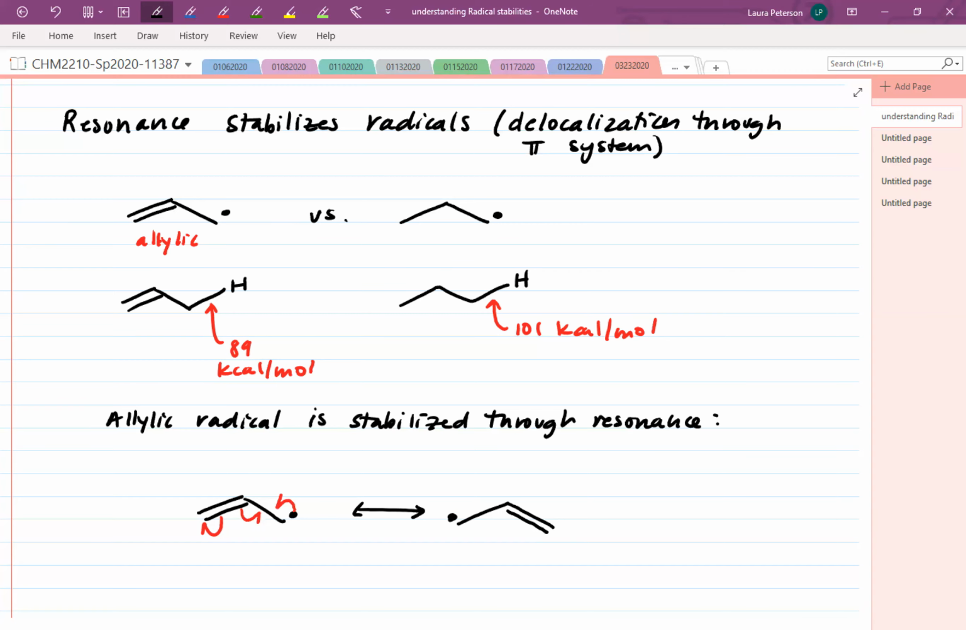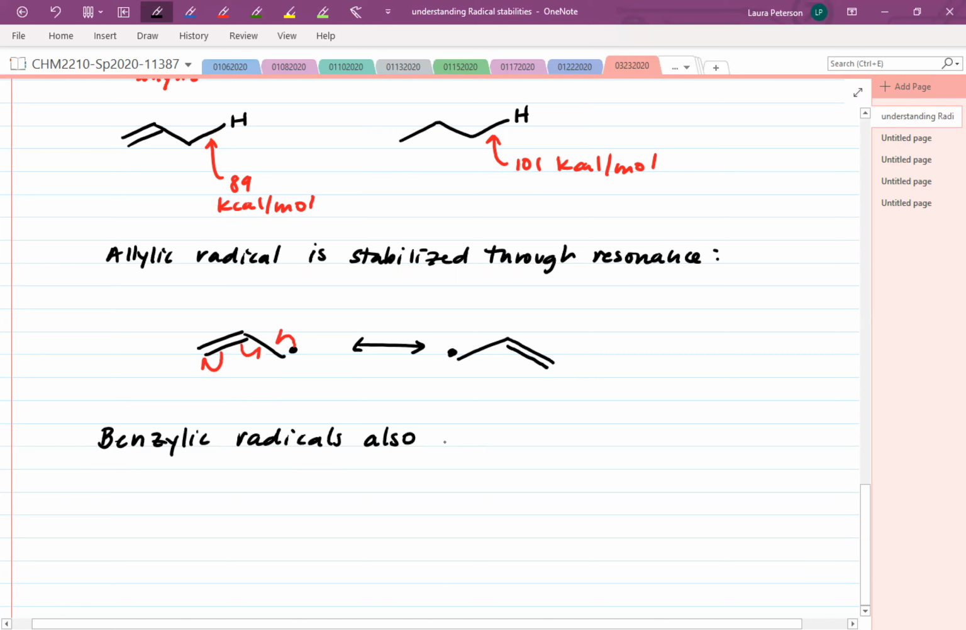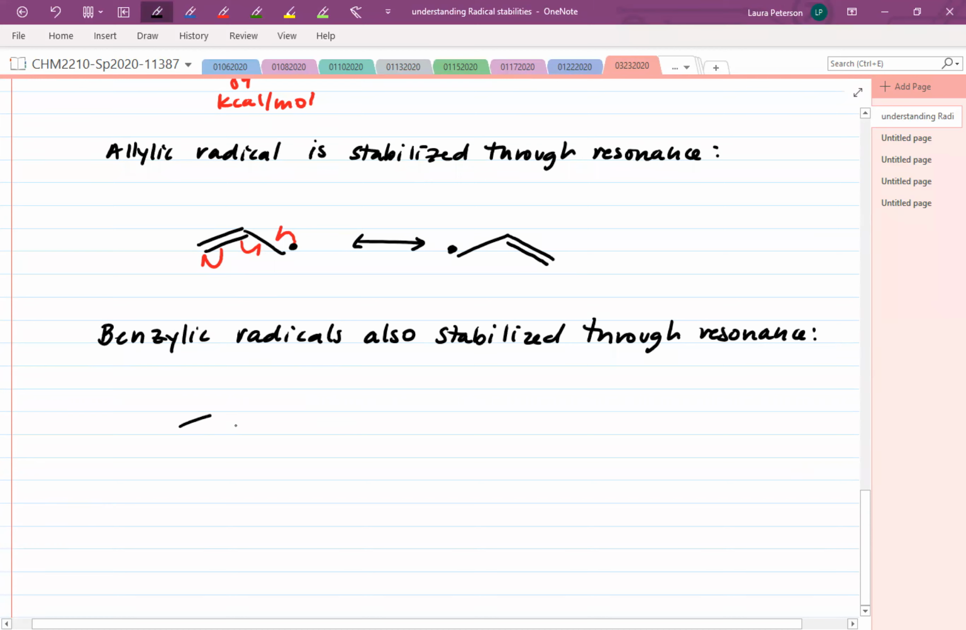Okay, so the last one I want to look at is a benzylic radical. We can just make a note about that. So benzylic radicals also stabilize through resonance. Okay, so let's take a look at that. The first thing we could do is consider the bond dissociation enthalpy, or the BDE, to give us a benzylic radical. So that would be something like this carbon-hydrogen bond. So the BDE equals 90 kcal per mole.